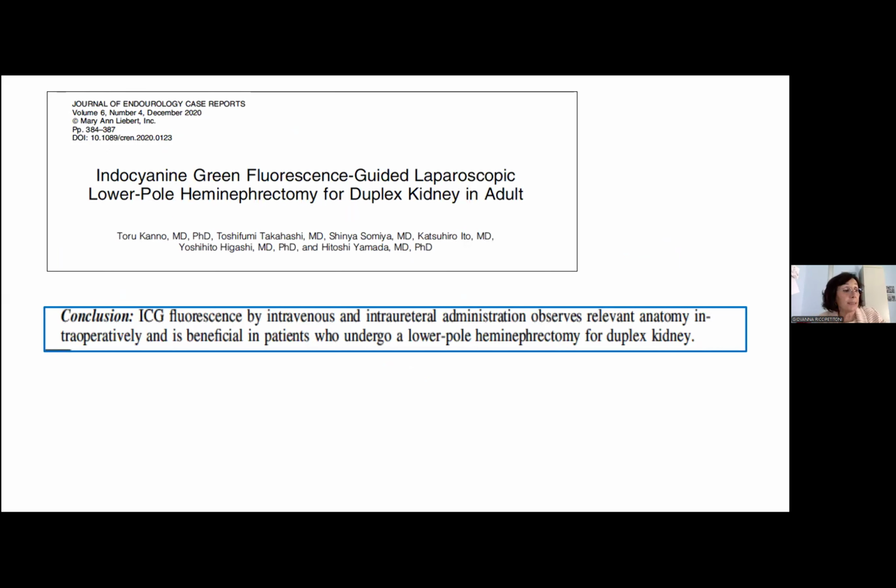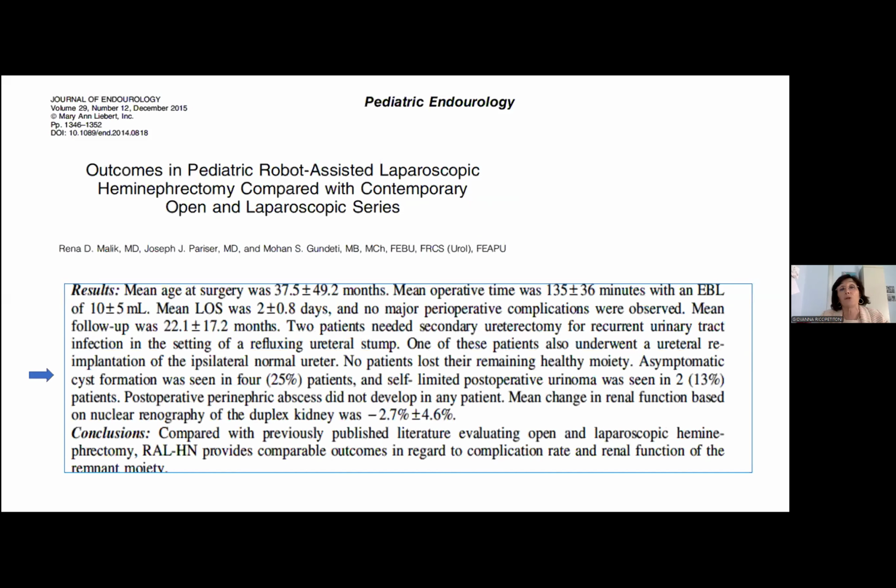Another important contribution is made by the use of indocyanine green fluorescence that can be very useful in the identification of the anatomy, especially in lower pole heminephrectomy, but also when we do nephron-sparing surgery for tumor. So this is another tool that we can have in MIS surgery for kidney today, but also for other procedures.